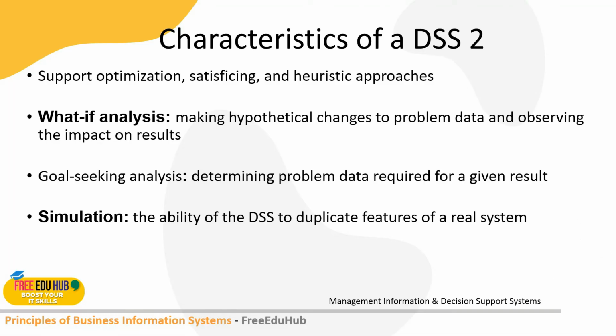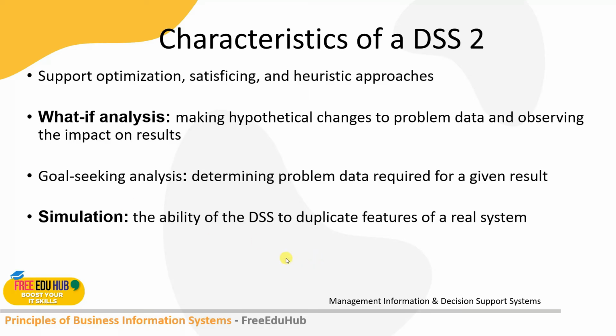Now, simulation is the ability of the DSS to duplicate the features of a real system. Corporate executives, for example, can try different marketing decisions under various market conditions. Military commanders often use computer games to fine-tune their military strategies in different warfare conditions. So all of these are examples of simulations.